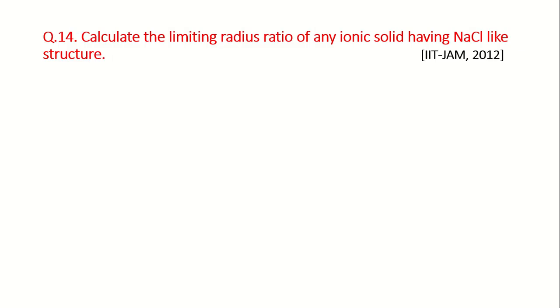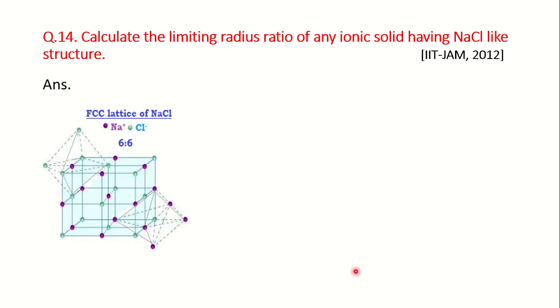And now move on to the questions that came in IIT-JAM. This question came in IIT-JAM 2012. You have to calculate the limiting radius ratio of any ionic solid having NaCl-like structure. So let's calculate. This is the structure of sodium chloride. Look, this is 6:6. In the octahedral holes formed by chloride ions, sodium ions are occupying, or the octahedral holes formed by sodium ions, chloride ions are being occupied. This is a 6:6 ratio FCC lattice, where two interpenetrating FCC lattices exist together.